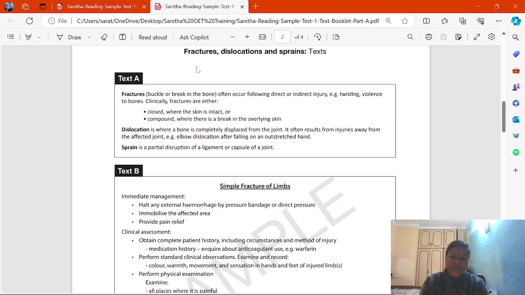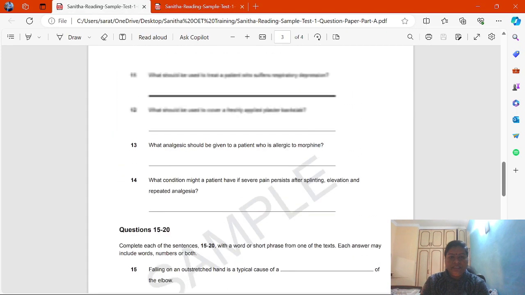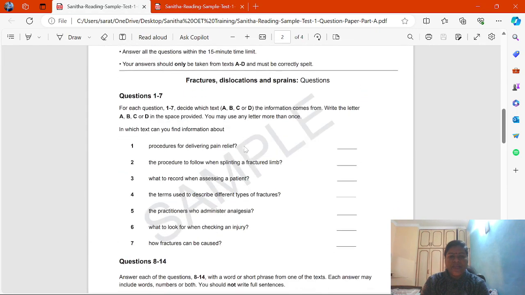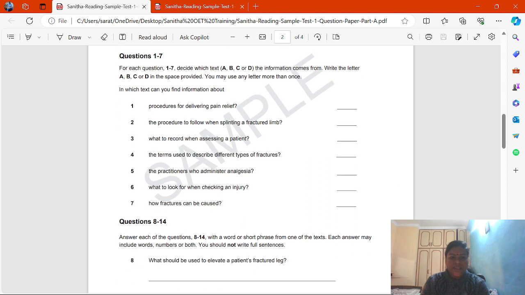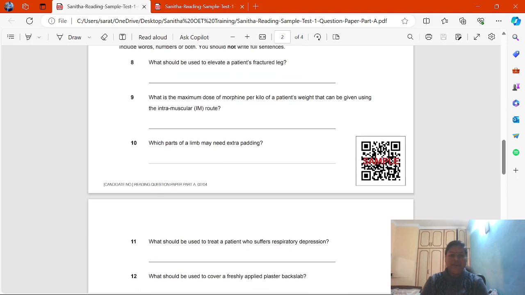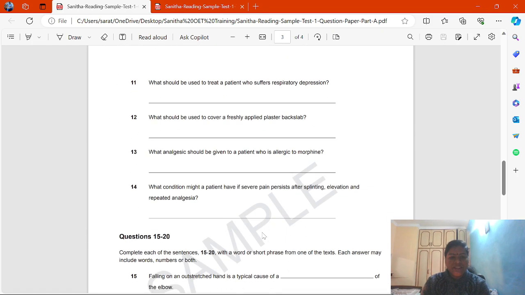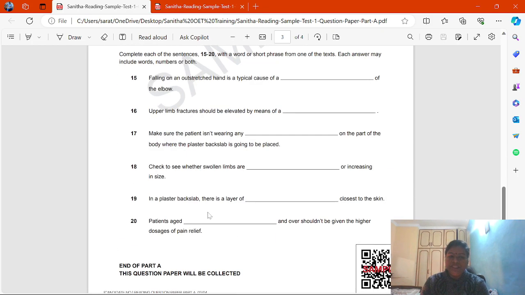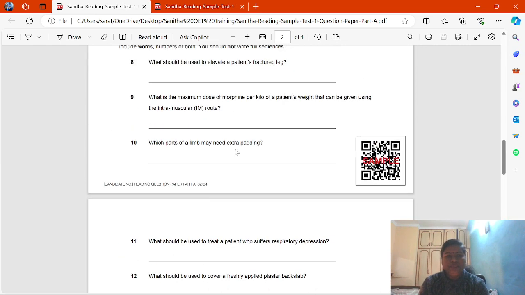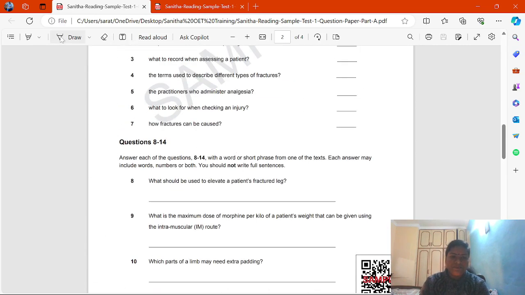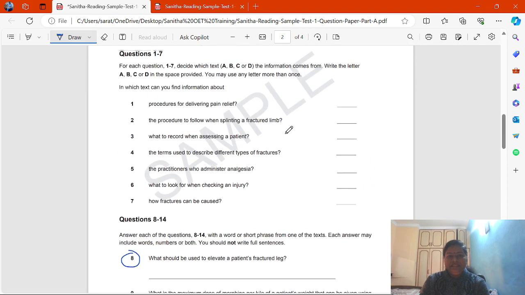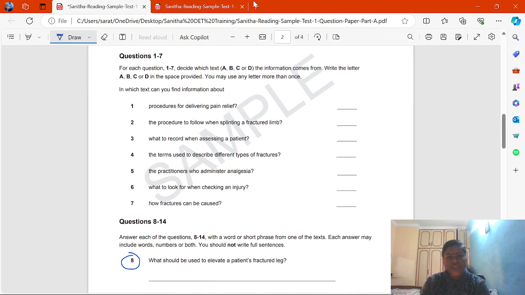When you get the question paper, the first 7 questions will be matching questions, then short answer questions till 14, and 15 to 20 are sentence completion questions. So what you have to do, it is better to start from question number 8. And second, this is one tick.